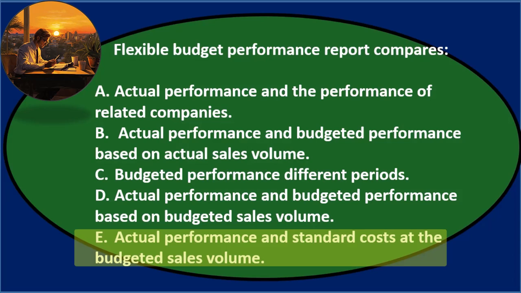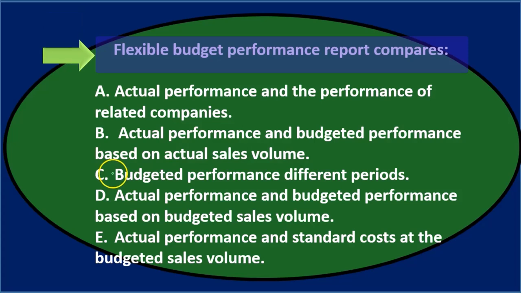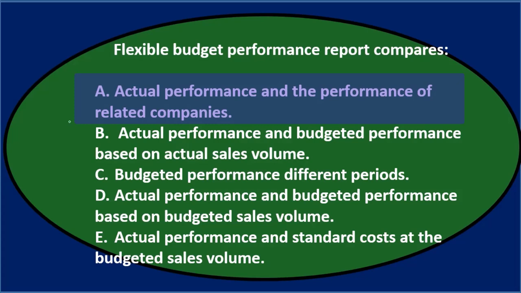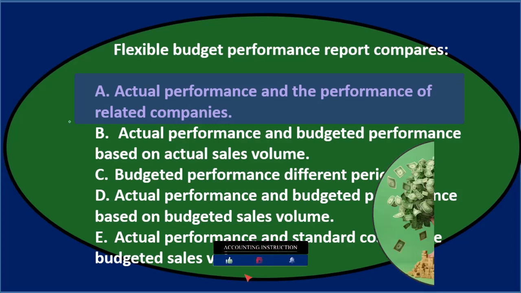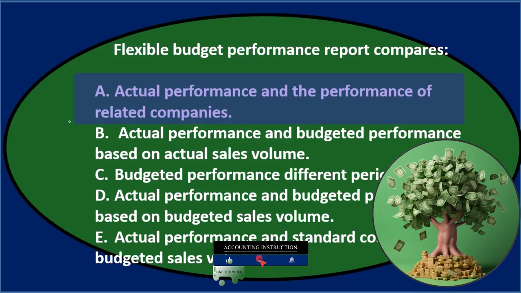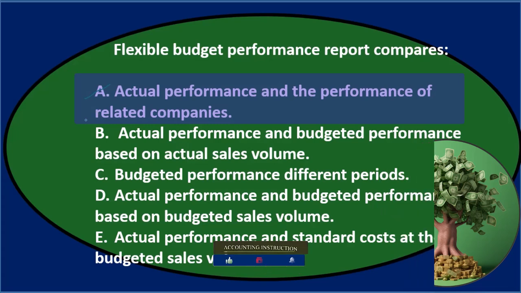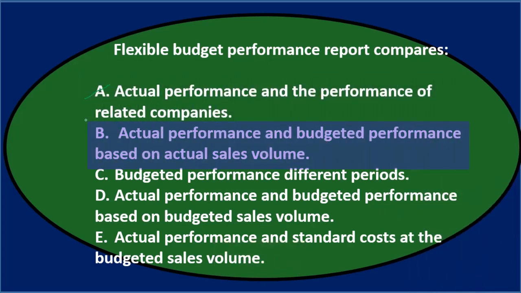All right, let's go through this again using the process of elimination. Flexible budget performance report compares. What does it compare? Either A, actual performance and the performance of related companies. Now it's not really a budget that's going to be related to other companies. We're talking about a flexible company budget within our organization typically. So it's not really A. It's not going to be compared to outsiders. We're not benchmarking here.